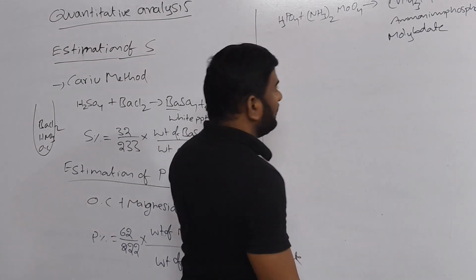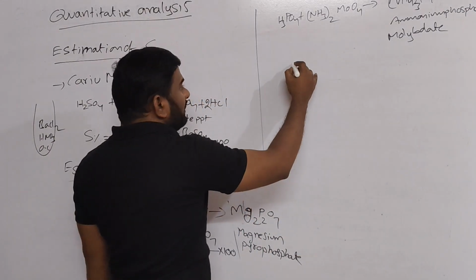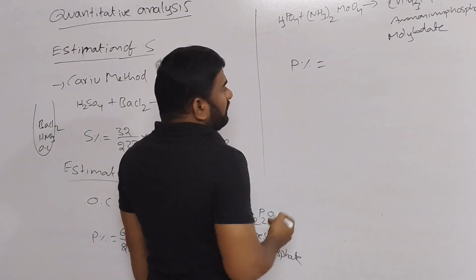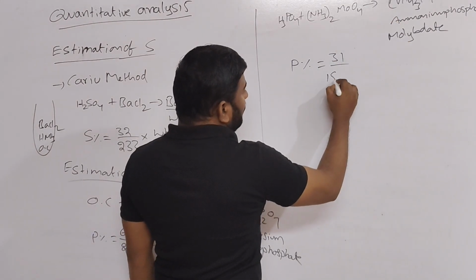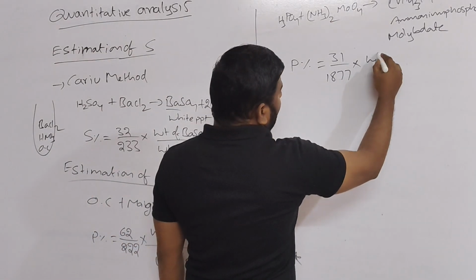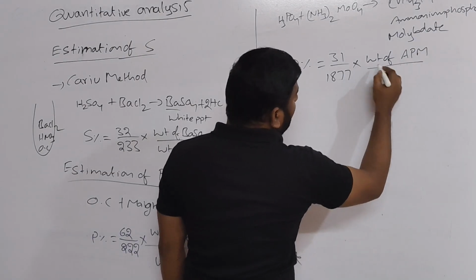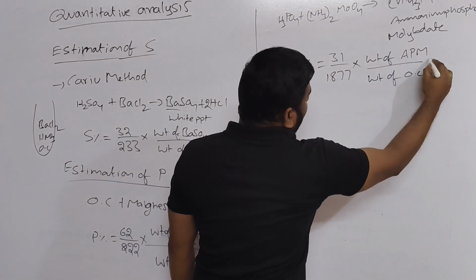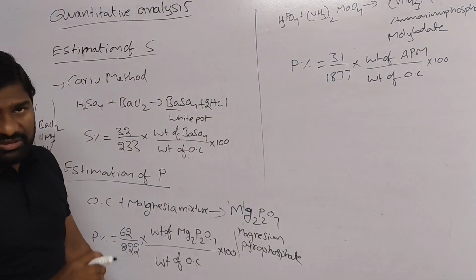This is ammonium phosphomolybdate, a yellow colour precipitate. Its weight is calculated, and then we can calculate the phosphorus percentage. Here, how many phosphorus atoms? Only one phosphorus atom, weighing 31. So it is 31 by the full molecular weight, which you have to remember, 1877, into weight of ammonium phosphomolybdate (APM) by weight of organic compound, into 100. By using this formula we can calculate the phosphorus percentage.